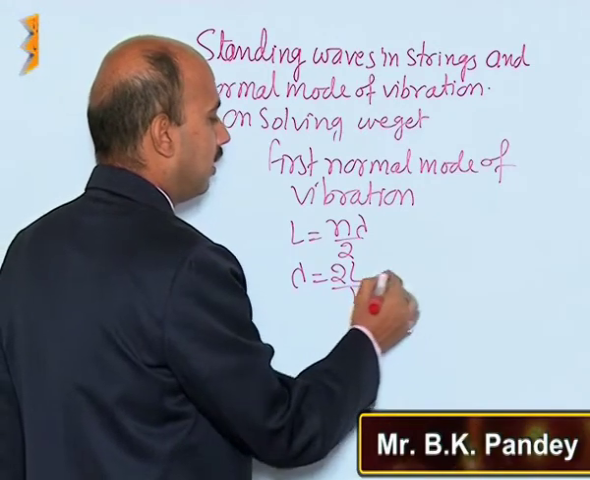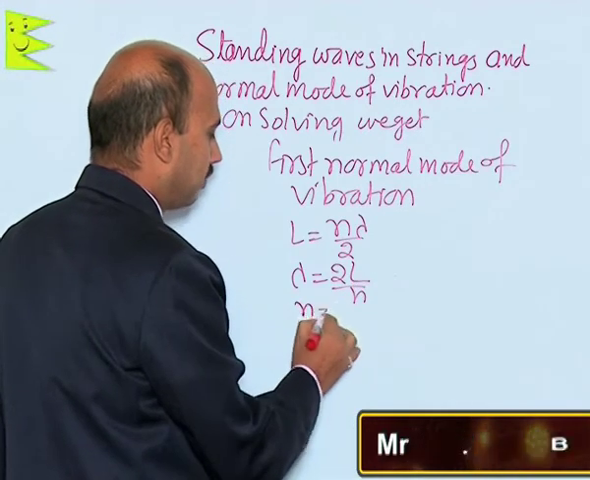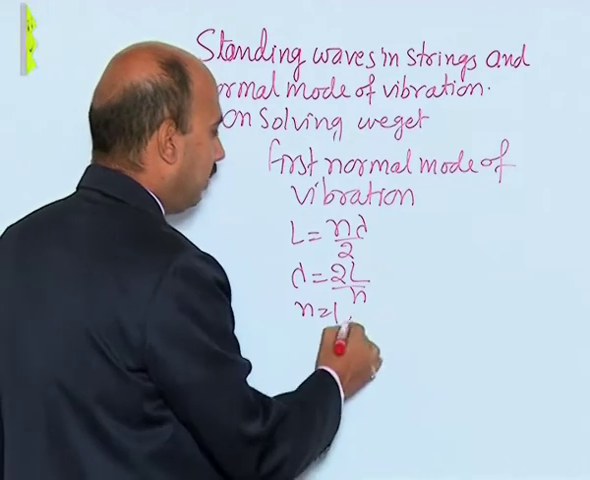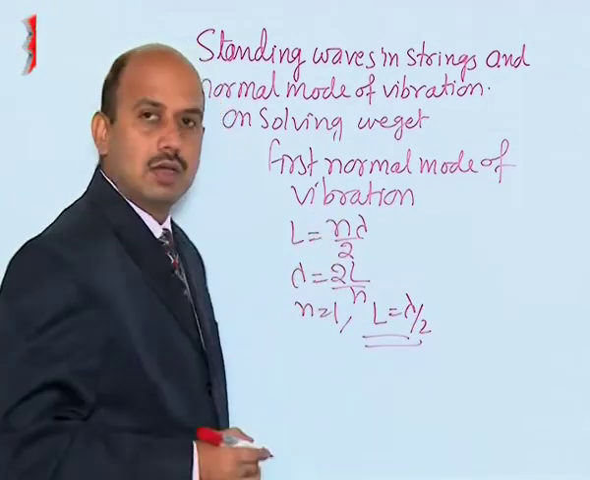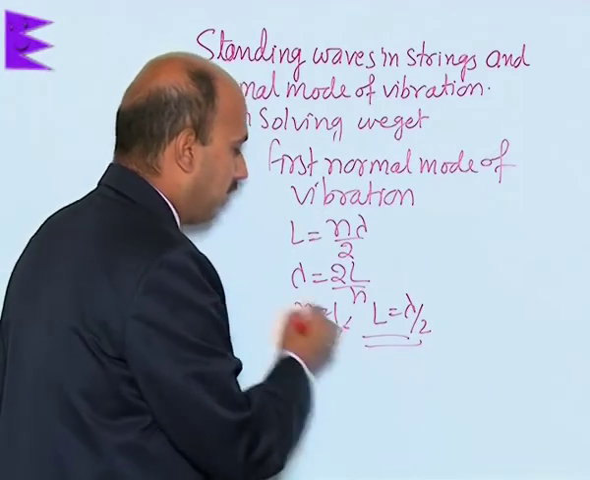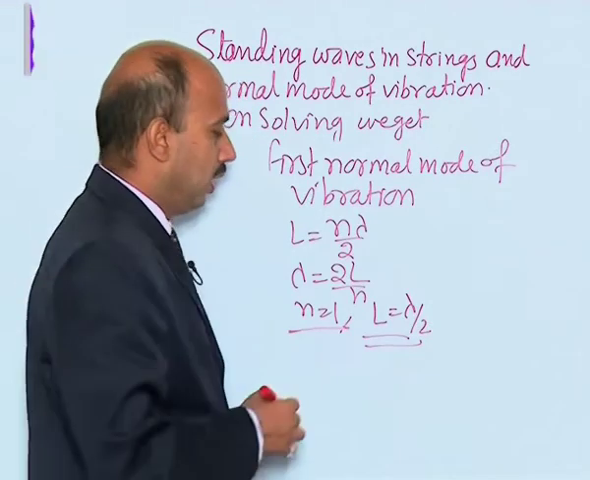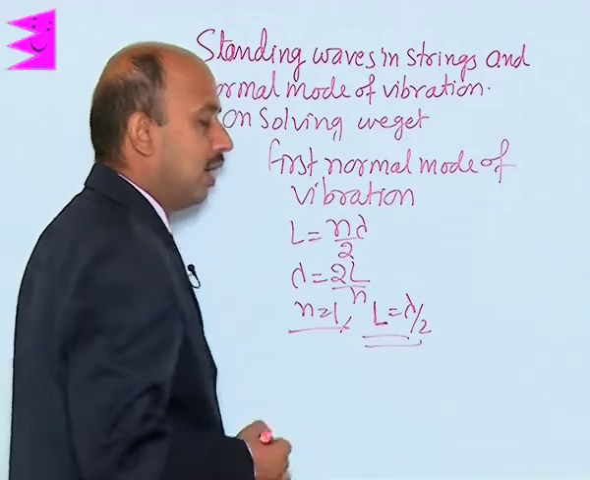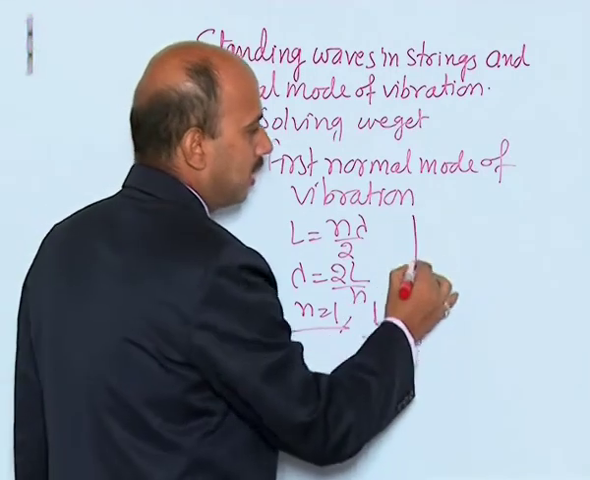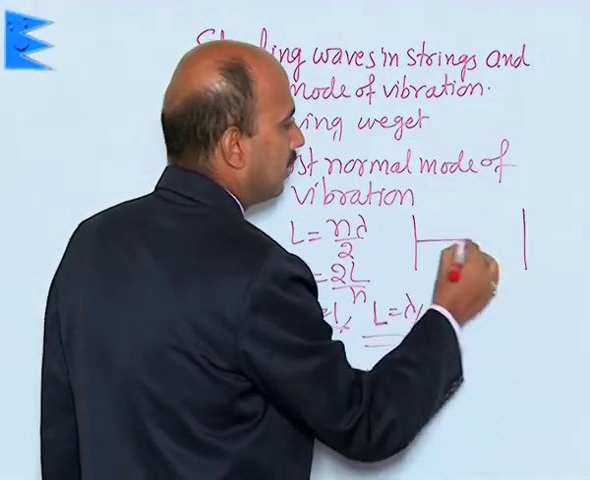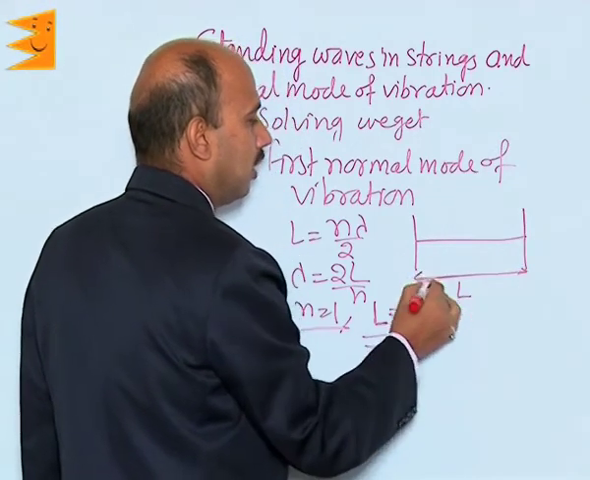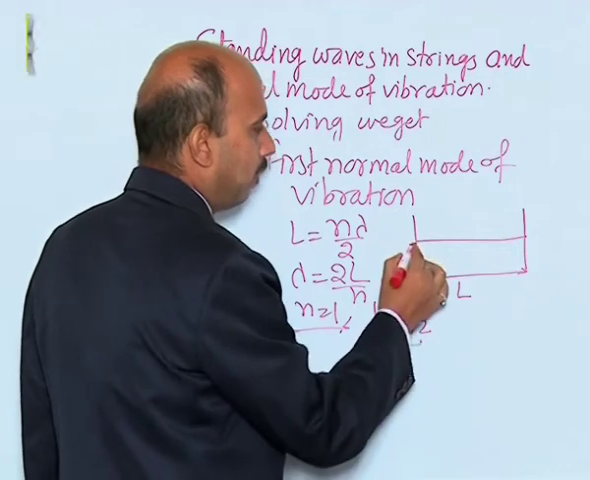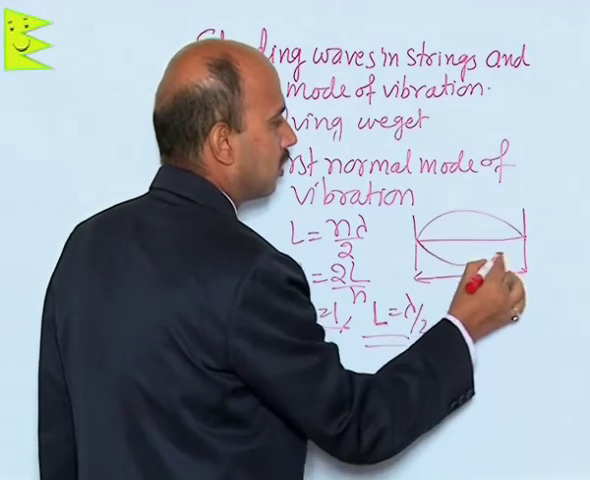If we are taking here n is equal to 1, then it means L is equal to lambda by 2. So, for the first normal mode of vibration we have taken n equal to 1. So, L is coming lambda by 2. It means in the string a wavelength is being formed, that is, the whole length is L here between these two ends. So, now the wavelength which is being formed, it is like this.